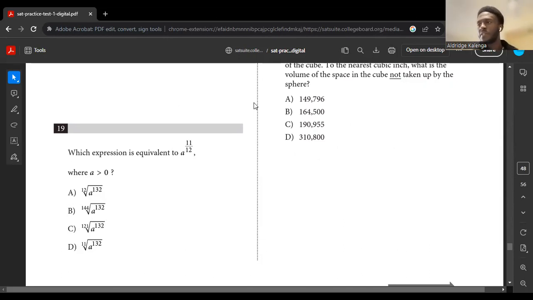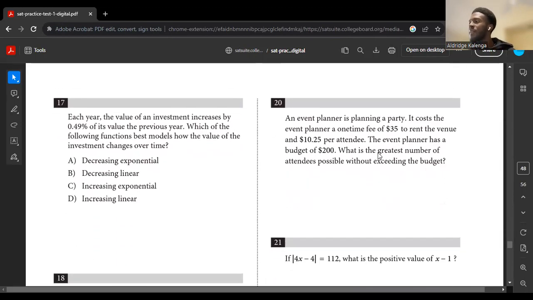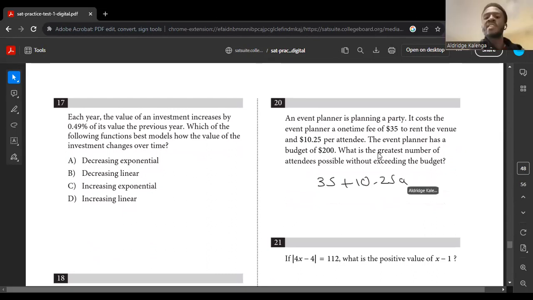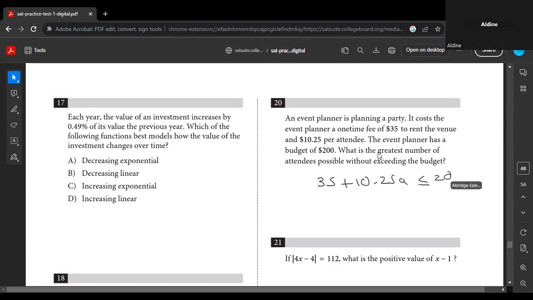All right, that's beautiful. So now we move on to question 20. It says an event planner is planning a party. It costs the event planner a one-time fee of $35. So this person will always charge you $35 to rent the venue, and then he also added 10.25 for every attendee. So we'll just say that the event planner has a budget of $200. What is the greatest number of attendees, which is our A here, possible without exceeding the budget? So this should never exceed 200.